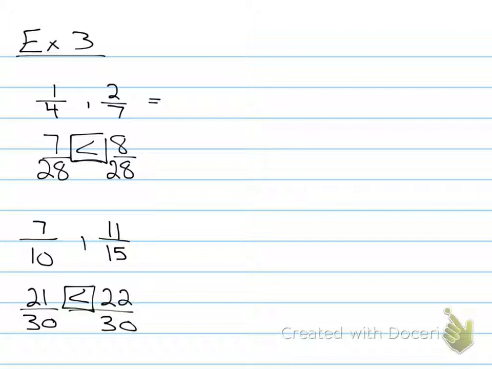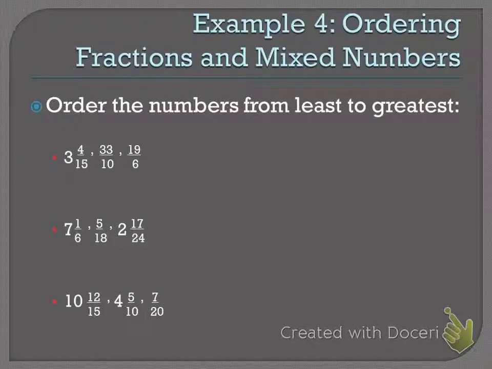Good job. All right. One more example and we're done. Now we're going to just take that one step further. Okay, take it one step further to order them from least to greatest. So there's a couple problems here. Okay, the first one is I have some that are mixed numbers and some that are improper fractions.